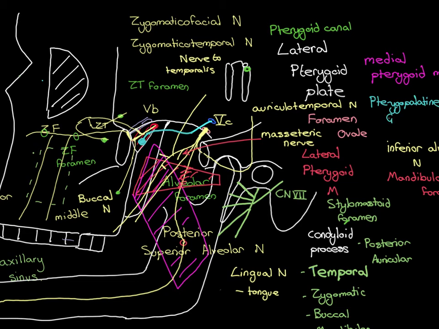pterygopalatine ganglion. And this contains the synapses between the preganglionic parasympathetic fibres from the nerve of the pterygoid canal, which was previously the greater petrosal nerve, and the postganglionic fibres. So really, it contains the synapses between the preganglionic parasympathetic fibres that had their cell bodies in the superior salivatory nucleus on the left-hand side, and the postganglionic parasympathetic fibres. So the question is now, where are these postganglionic parasympathetic fibres going to go? Well, where are they going to innervate?